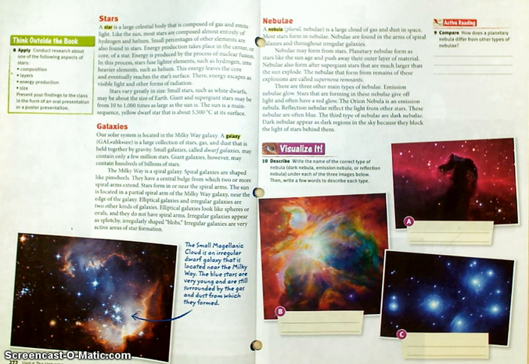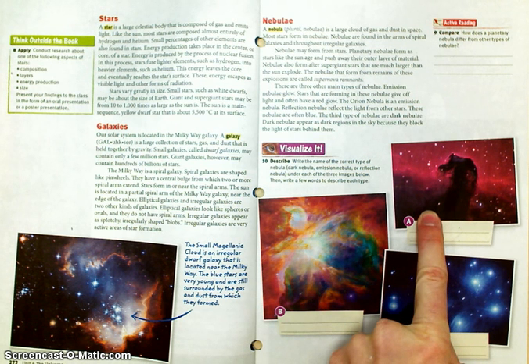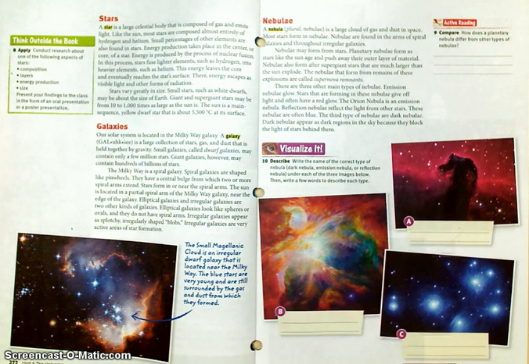Reflection nebula reflect the light from other stars. These nebulas are often blue. The third type of nebula are dark nebula. Dark nebula appear as dark regions in the sky because they block the light of stars behind them. So it's kind of like a silhouette. This right here is known as the Horsehead Nebula. It's also in the constellation Orion. It is a dark nebula.